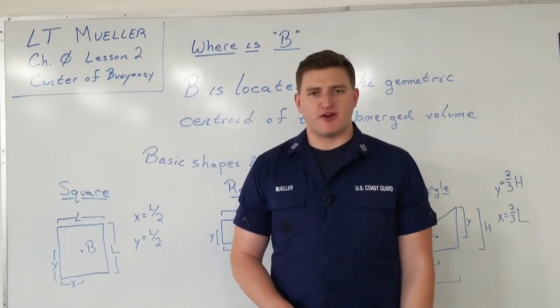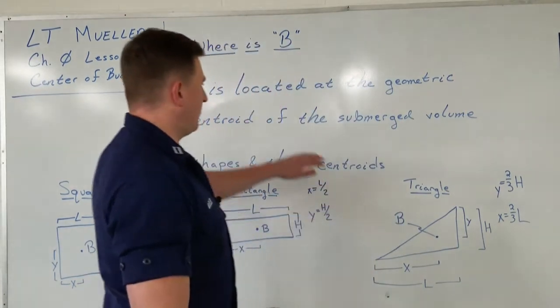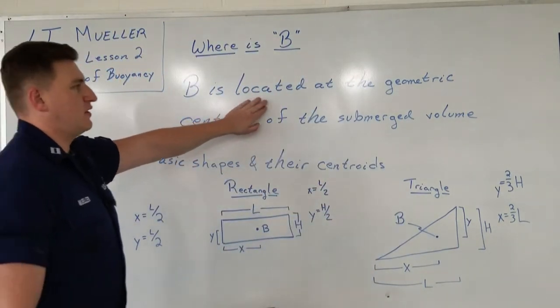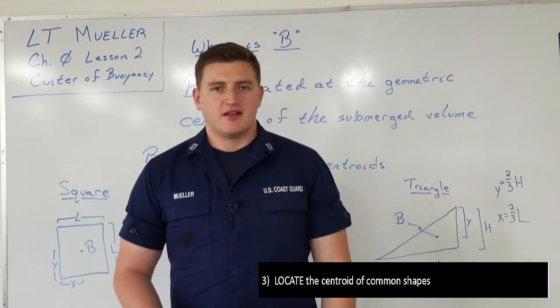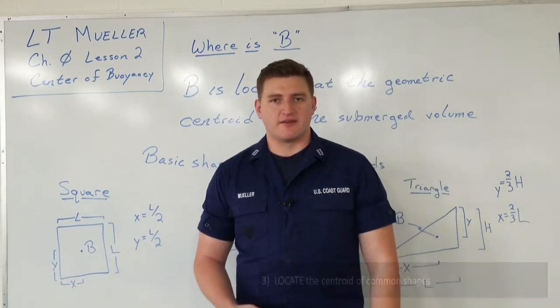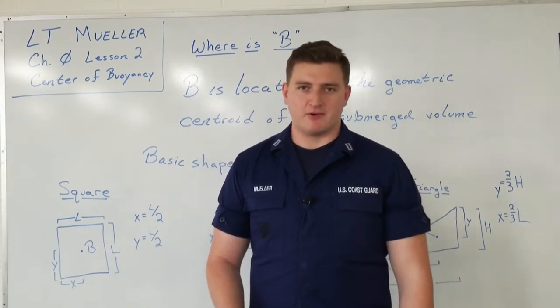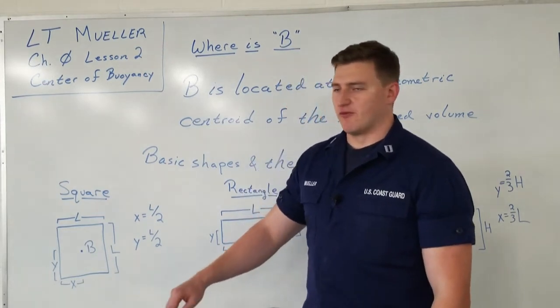So now we see how pressure acts. Where is B? Where is the center of buoyancy? Well, the center of buoyancy is going to be located at the geometric centroid of the submerged volume. In naval architecture and actual ship stability, this is a very difficult concept for someone to just measure, especially with pen and paper. However, we can use basic shapes and models to get a good approximation of where we are.